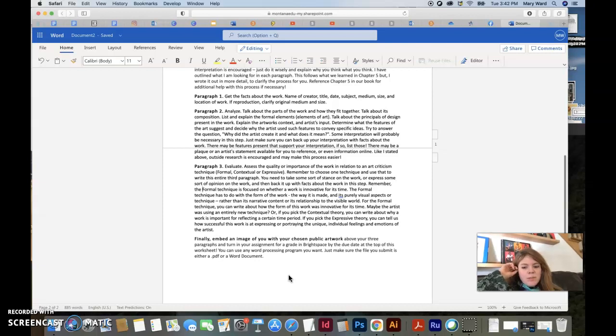Just make sure, you can use whatever word processor you want, but just make sure the file you submit is either a PDF or a Word document. You would obviously have to use Word to get the Word document, but if you're using Google Docs or any other program, just make sure you export or save as a .pdf, a PDF extension file type for Brightspace for a grade. And that's basically the gist of this assignment.